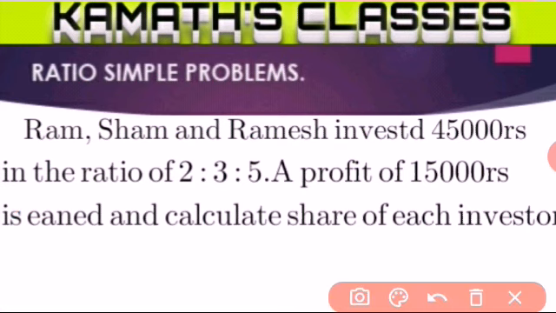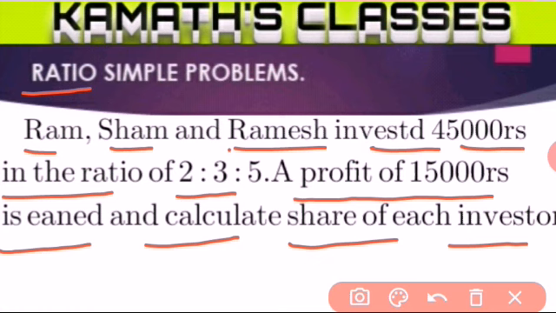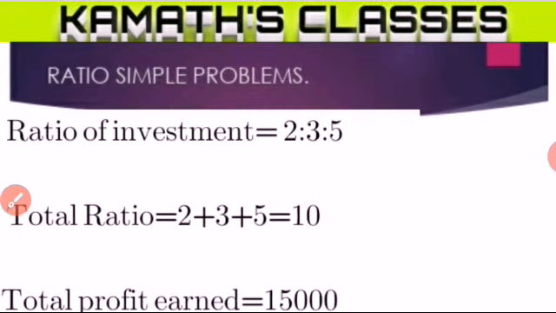One more problem regarding ratio. Ram, Sham and Ramesh invested 45,000 rupees in the ratio of 2 is to 3 is to 5. A profit of 15,000 rupees is earned, and calculate the share of each investor. You should calculate the profit of each investor, Ram, Sham and Ramesh.